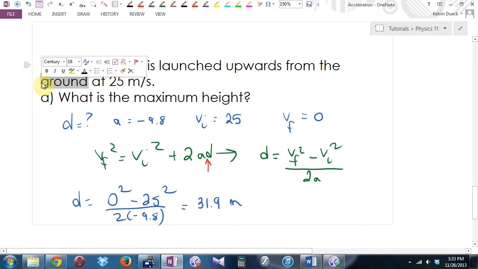What if this was a cliff? Okay, if this was a cliff question, then I would have to find V final, and I'd probably find V final, as a matter of fact, using VF squared equals VI squared plus 2AD. How would I get the V final by itself? How do I get rid of the squared? Square root.